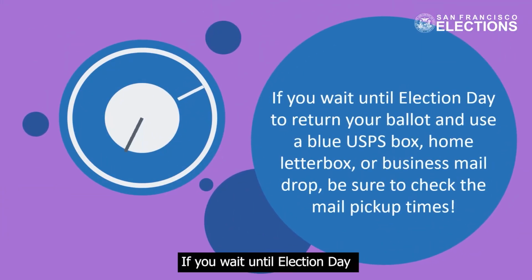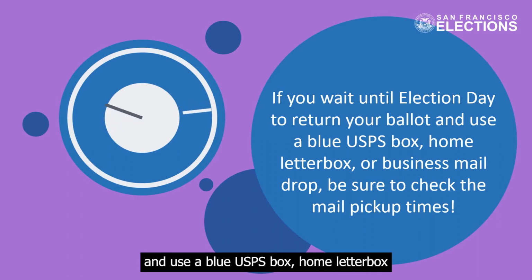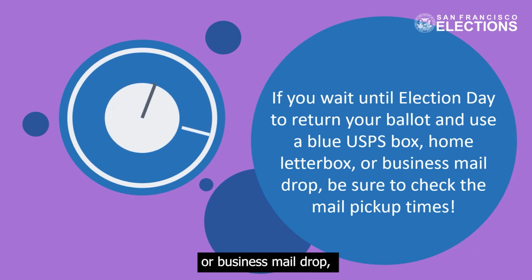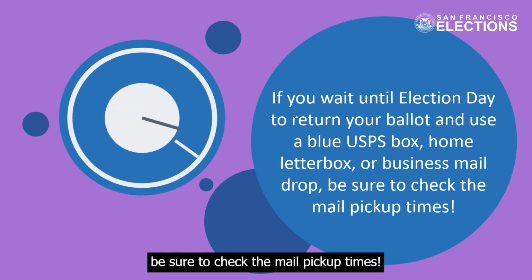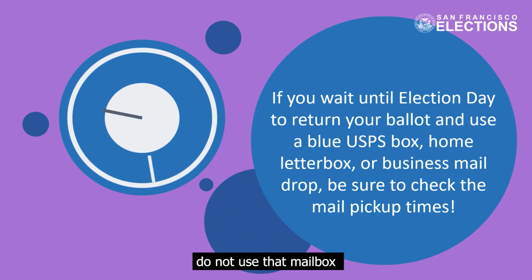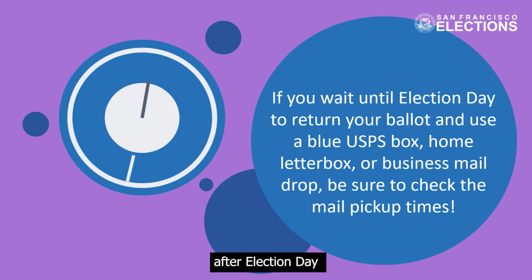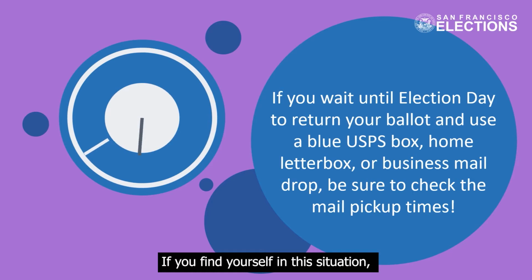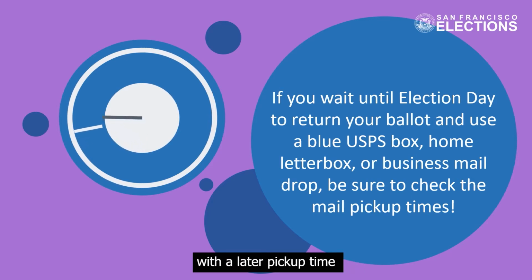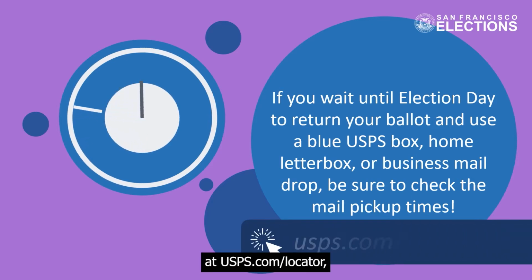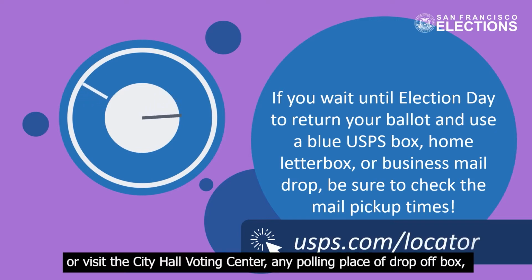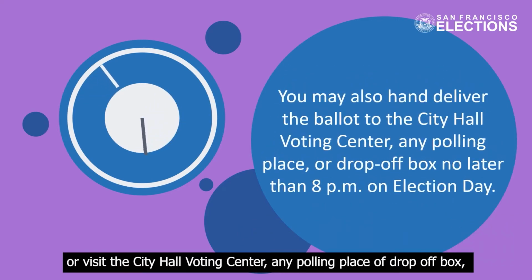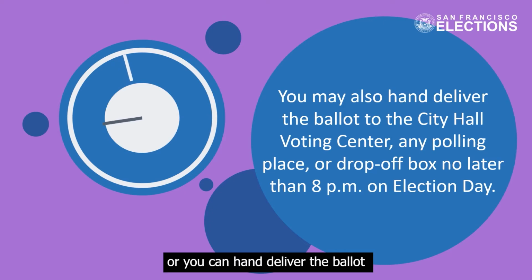If you wait until Election Day to return your ballot and use a blue USPS box, home letter box, or business mail drop, be sure to check the mail pickup times. If the last pickup has already occurred, do not use that mailbox because your ballot will be postmarked after Election Day and will not be counted. If you find yourself in this situation, you can either find a mailbox with a later pickup time at usps.com/locator or visit the City Hall Voting Center, any polling place or drop-off box where you can hand deliver the ballot no later than 8 p.m. on Election Day.